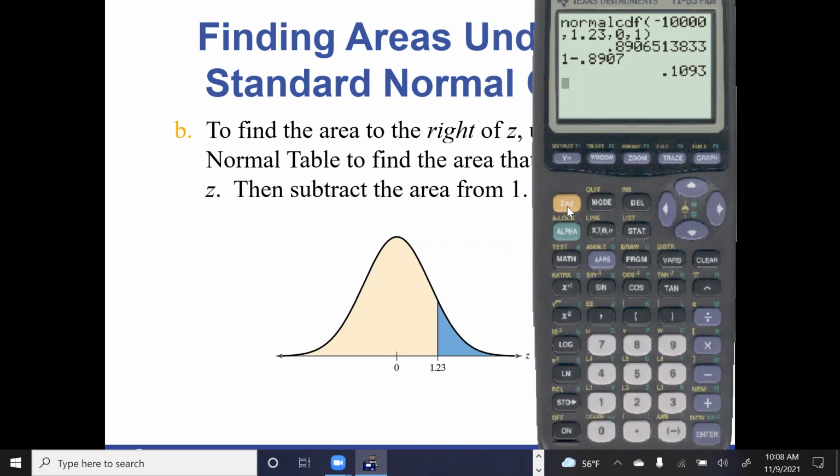Cool, but if we want to do it this way, if I did not know that, let's go for it here. Let's go distribution function, normal curve. So this time my lower one is actually 1.23. All right, that's where I start from. Where do I end?